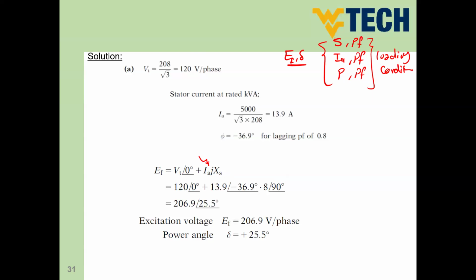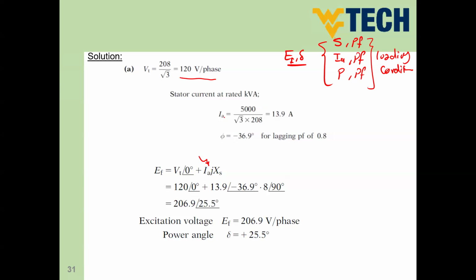And you can calculate IA from the loading condition, which is S, and the power factor is given. So firstly, V terminal is the V phase value. The machine is Y connected, so it's going to be V line divided by √3. So this is 120 volt per phase. And the apparent power is 5 kVA.